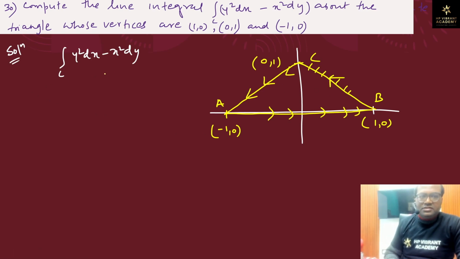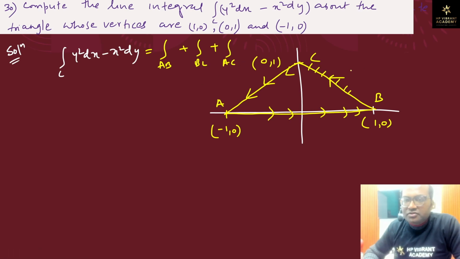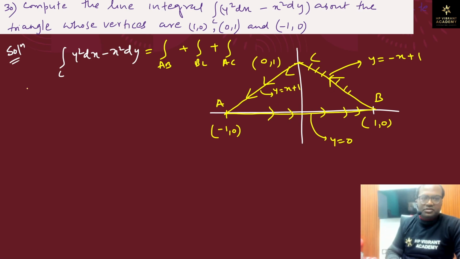So let us break this integral as along AB plus along BC plus along AC. The coordinates are 1, 0, this is 0, 1, this is minus 1. The equation of this will be y is equal to minus x plus 1. This is y is equal to 0, and the equation of this is y is equal to x plus 1. So let us find one by one.